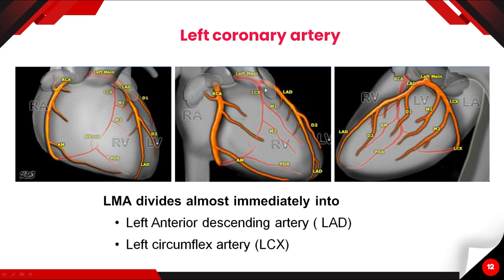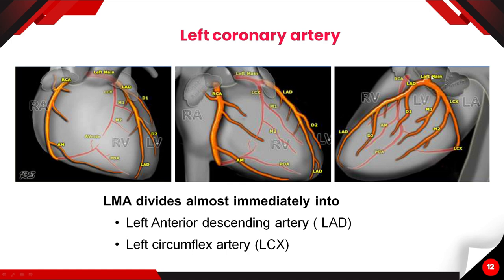Move on to left coronary artery. The left main coronary artery arises from the left coronary sinus. Left main coronary artery almost immediately dividing into 2 branches, left anterior descending artery and left circumflex branch.